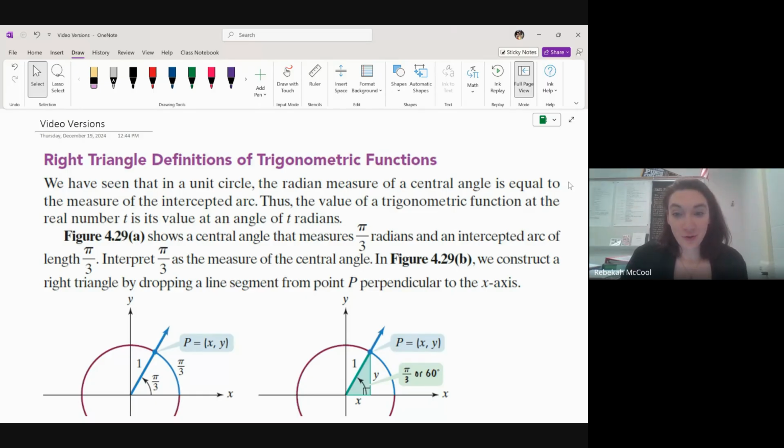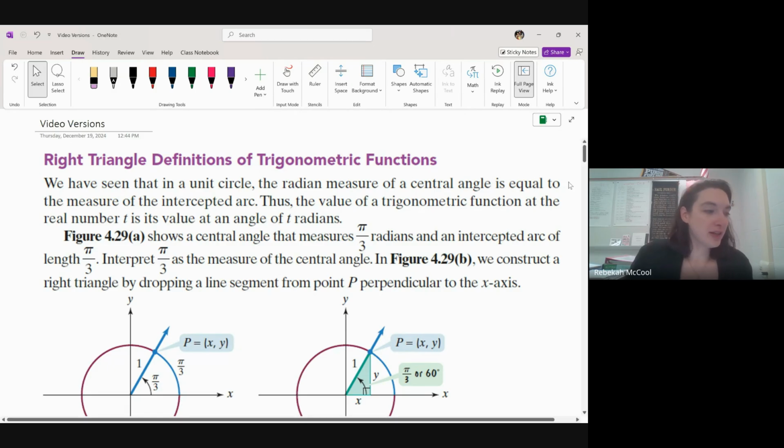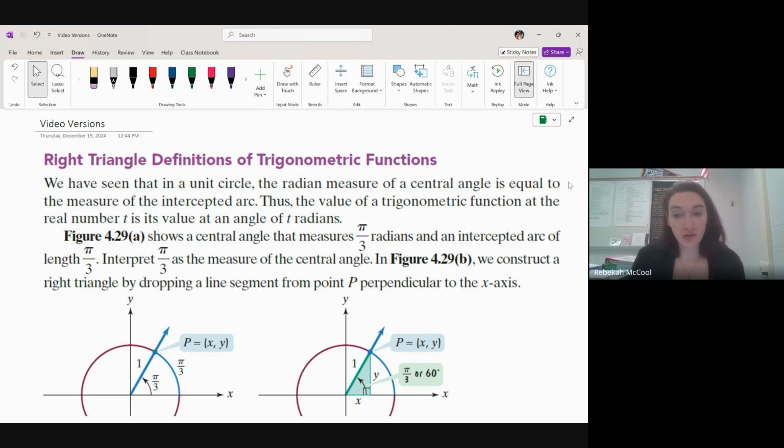We're looking at section 4.3 here in pre-calc. This is about right triangle trigonometry. So we've seen that in a unit circle, the radian measure of a central angle is equal to the measure of the intercepted arc. Thus the value of the trigonometric function at the real number t is the value at an angle of t radians.